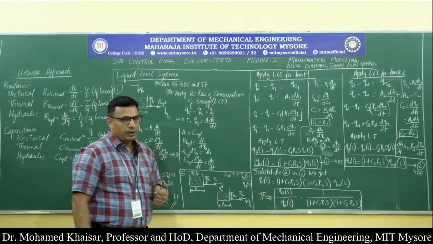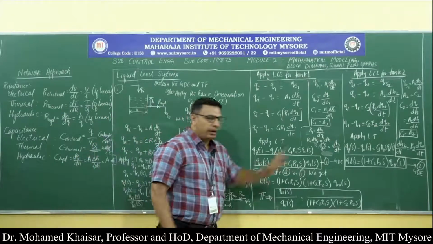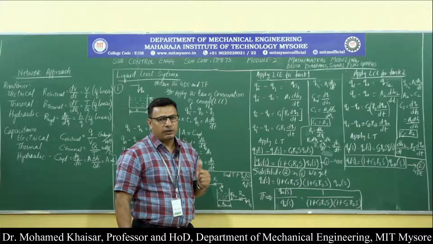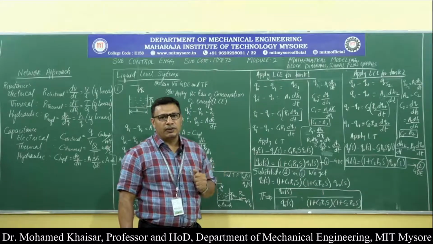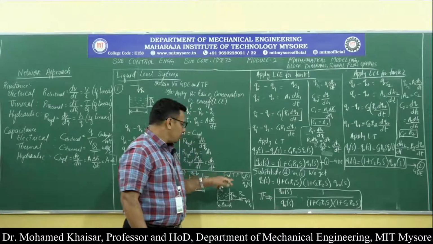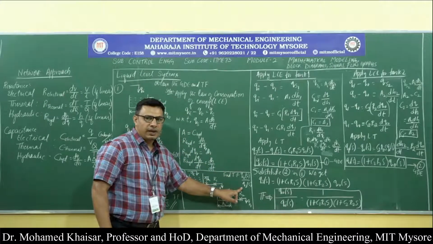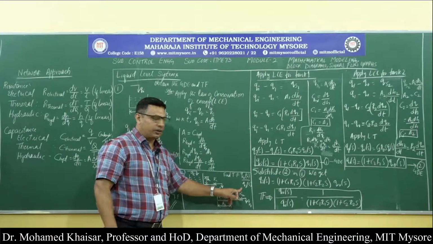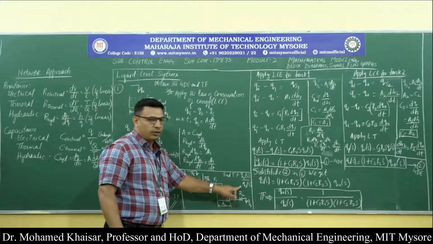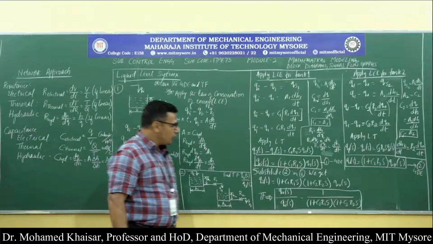Now, what do we want? We have got two governing differential equations, and now our next objective is to arrive at the transfer function in terms of q naught of s by qi of s, as has been asked in the question. Even if it is not asked in the question, we have to arrive finally at q naught of s by qi of s. How do we do this?